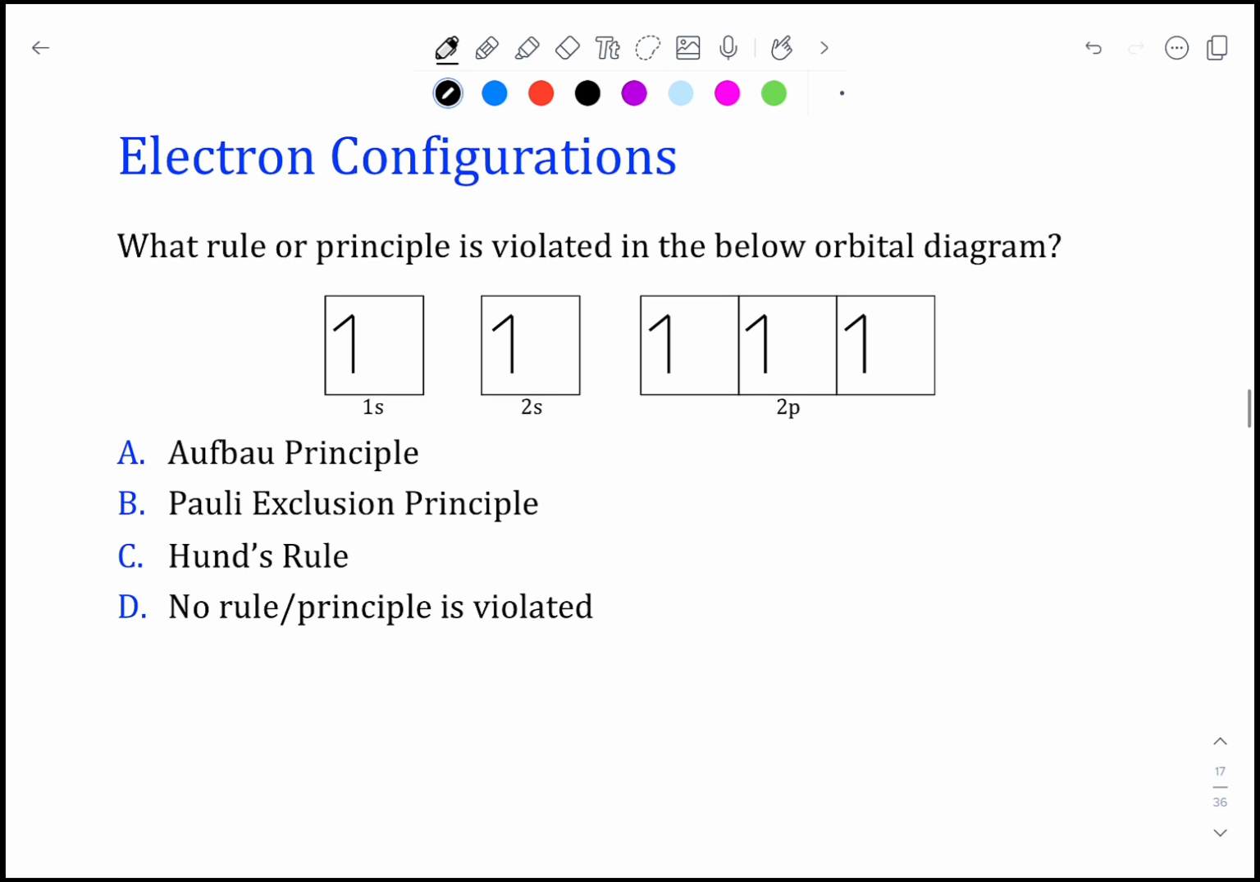Okay, so let's do a quick practice on our principles and our rules. What rule or principle is violated in the below diagram? So I have 1s, 2s, and 2p. Right now our electron configuration is looking like 1s1, 2s1, 2p3, because I have 1 electron in my 1s, 1 electron in my 2s, and 3 electrons in my 2p. Okay, so let's think about what principle or rule is being violated: Aufbau, Pauli exclusion, or Hund's rule.